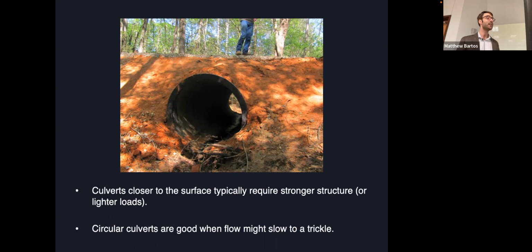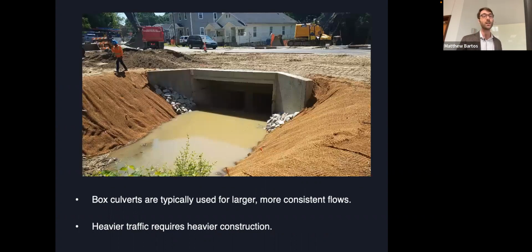And different shapes of culverts have different advantages or disadvantages. So circular culverts are generally used for smaller flows where the flow might slow to a trickle, whereas box culverts, as shown here, are typically used for larger, more consistent flows. Okay, and often they are constructed with more reinforced concrete. So often these are more structurally robust and meant for heavier traffic.